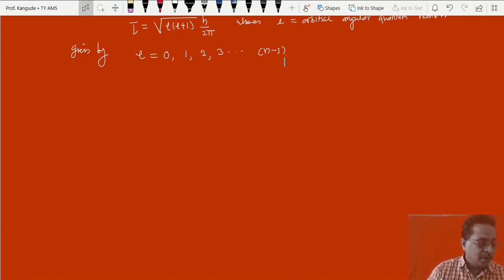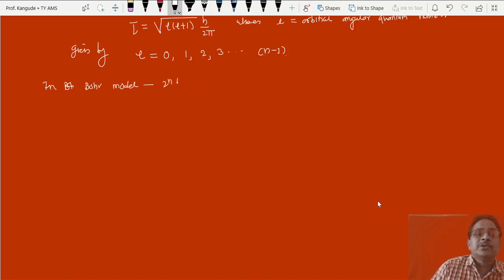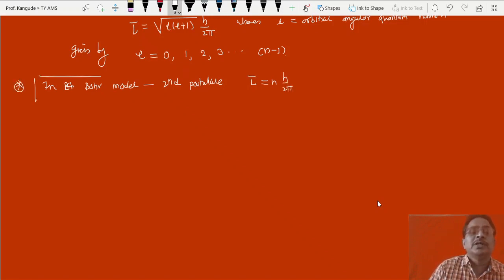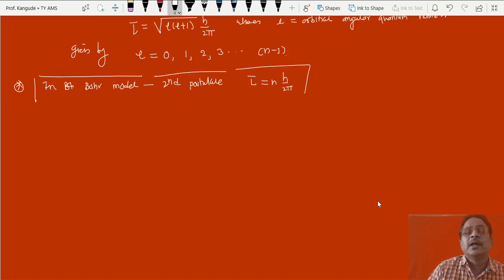One more thing here: we have already discussed in the Bohr model that the second postulate is directly associated with this, that is angular momentum. We have said that L bar of an electron in an orbit should be equal to n into h upon twice pi. This is our second postulate of Bohr theory. This postulate is directly related to the L bar which we have defined here. So this is a quantum principle.